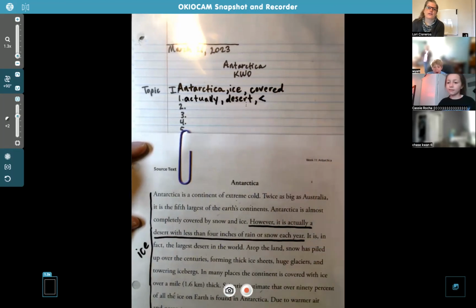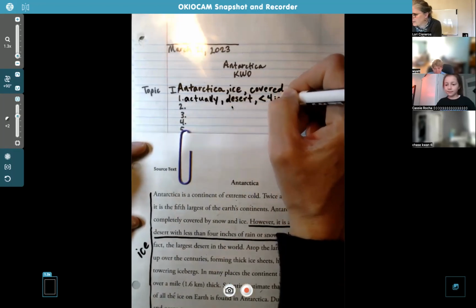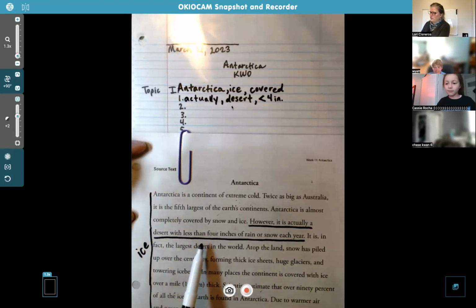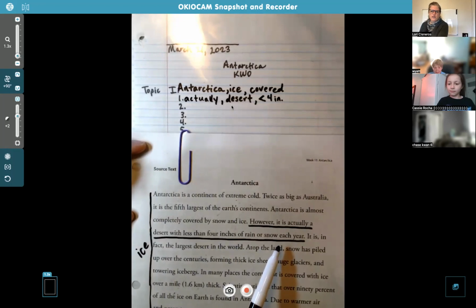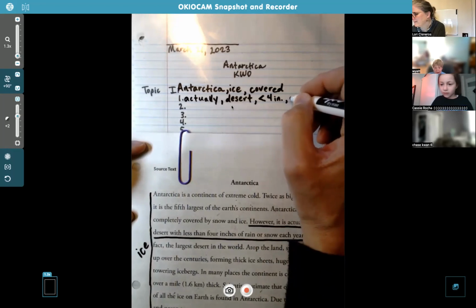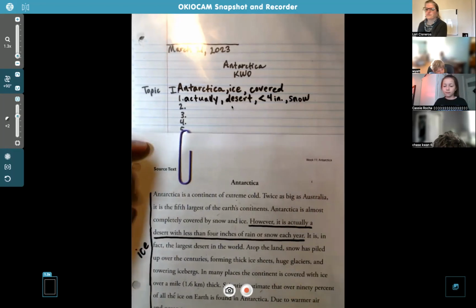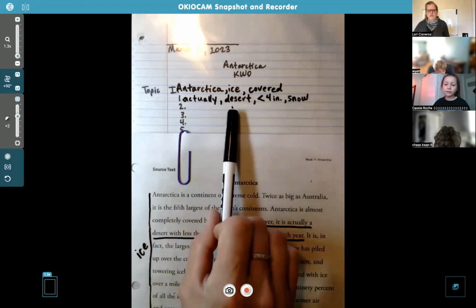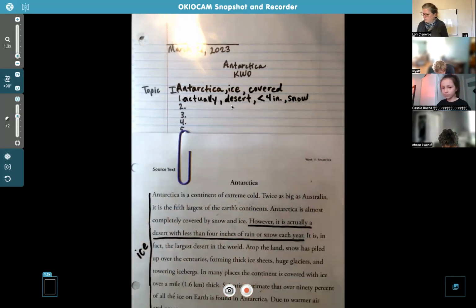So it's actually the second one that you put in the chat. So less than 4 inches, IN. And then it says it's actually less than 4 inches of rain or snow. Since we're talking about ice, I'm going to mention snow. I'm not going to worry about the word rain. So that's number one, the regular number one, actually desert, less than 4 inches of snow each year. And you could probably remember that each year. Okay, so that's one fact.